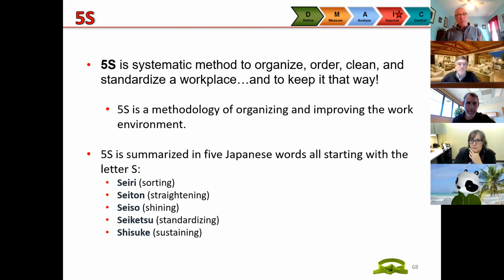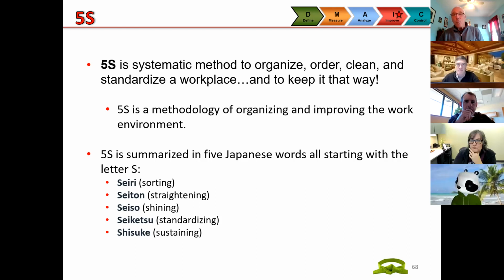And sometimes you hear 6S because people will add safety. I'd say 50% include safety in it, and half the people say 5S. It's a systematic way to organize, order, clean, and standardize a workplace, and so it stays that way.